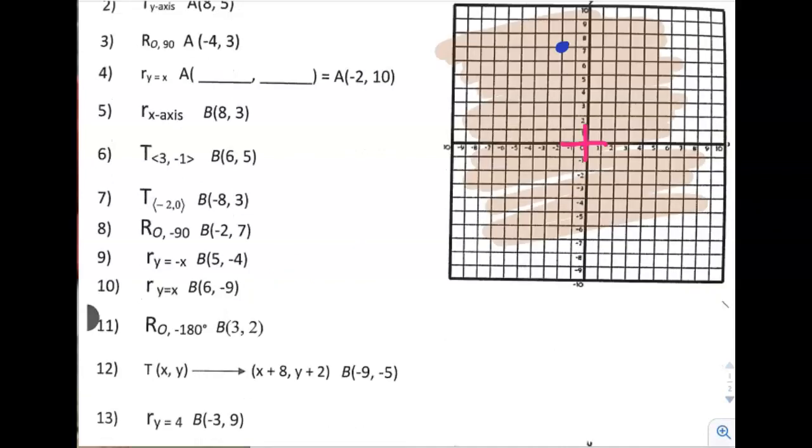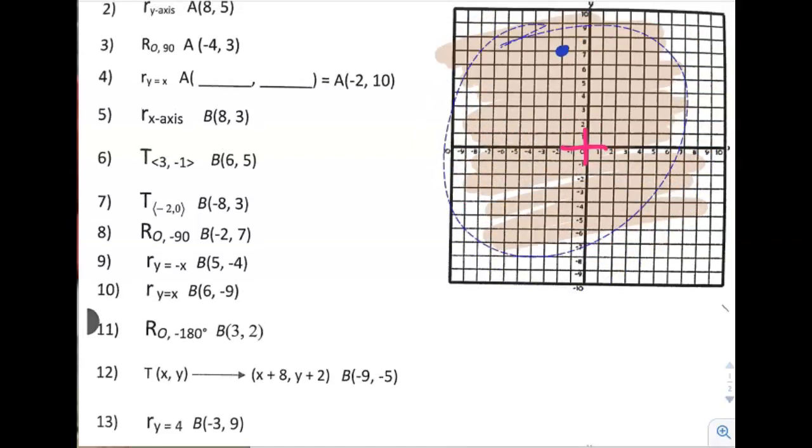Now, number 8 says you're rotating about the origin, so I put a plus sign at the origin. And you're going negative 90, which is a right turn. Negative is to the right, and you're doing it one click because it's 90 degrees. So I take the patty paper and I rotate it, and I end up at 7, 2.